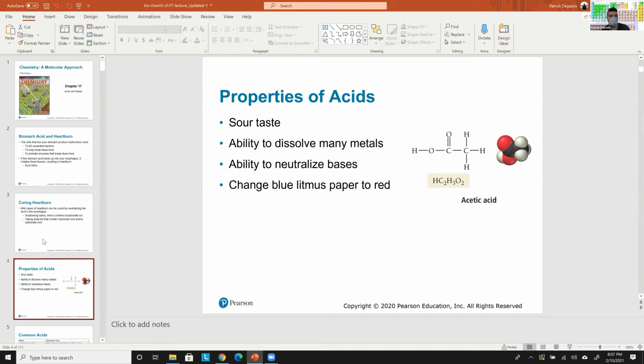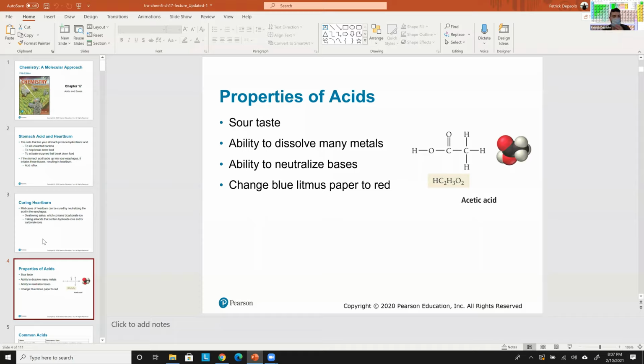In terms of the physical properties of acids, they taste sour, so don't go into a lab and drink hydrochloric acid. They can dissolve metals if they're at high enough concentrations, they have the ability to neutralize bases, and they turn blue litmus paper to red.